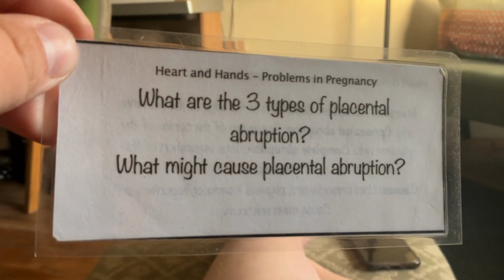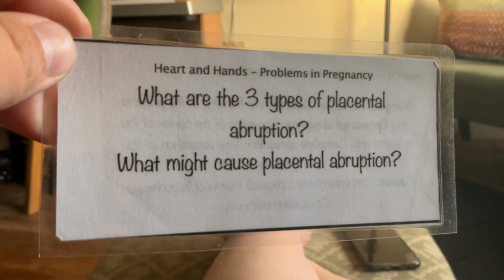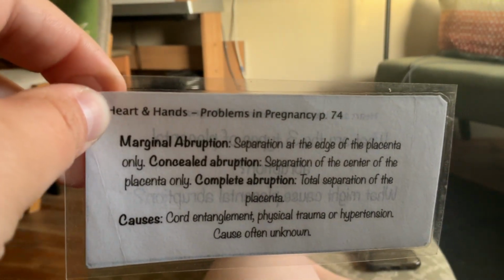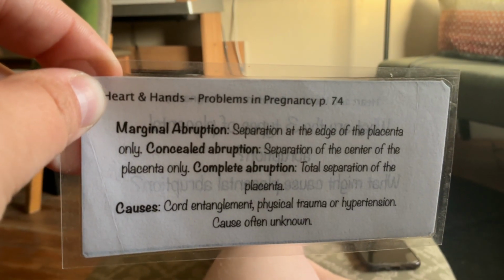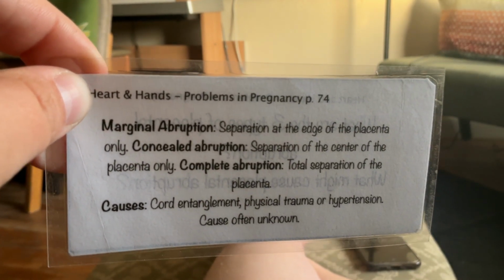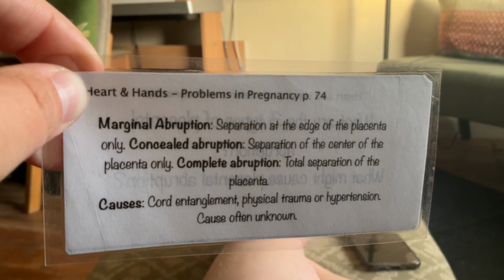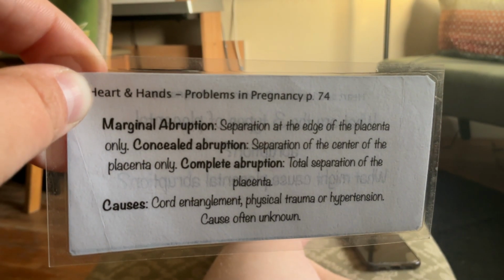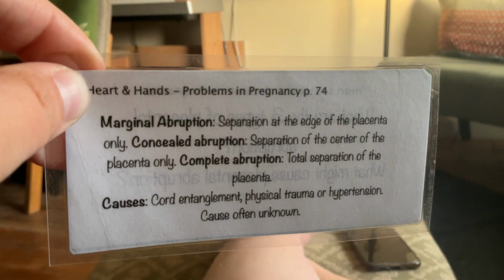What are the 3 types of placental abruption? What might cause placental abruption? Marginal abruption, concealed abruption, and complete abruption. With marginal abruption, separation at the edge of the placenta only. Concealed abruption, separation at the center of the placenta only. Complete abruption, total separation of the placenta. Causes include cord entanglement, physical trauma, or hypertension, and often the cause is unknown.